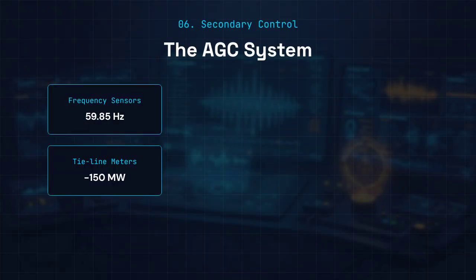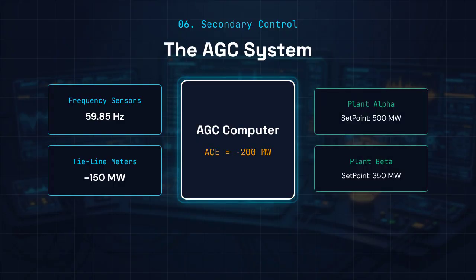The automatic generation control system is the brain of secondary frequency regulation. Located in the Transmission System Operator's Control Center, AGC continuously monitors grid frequency from sensors across the network. Every 2 to 4 seconds, it recalculates the area control error and determines exactly how much more or less generation is needed to restore balance.